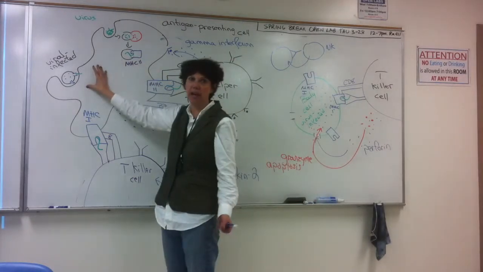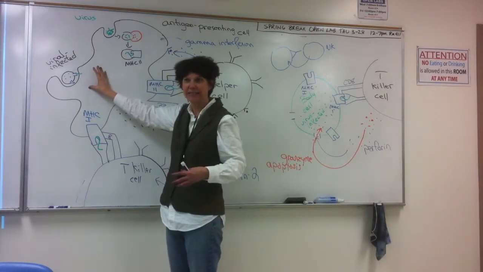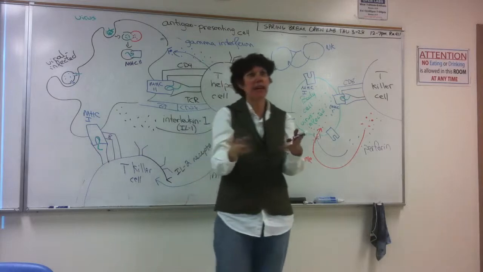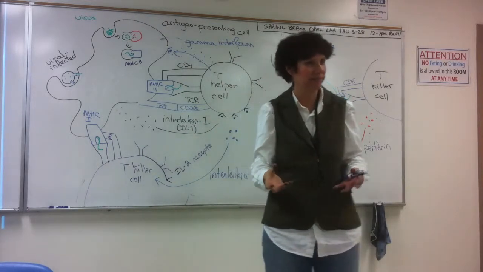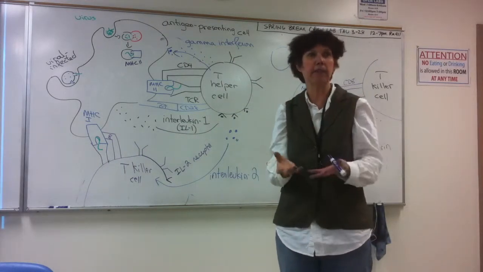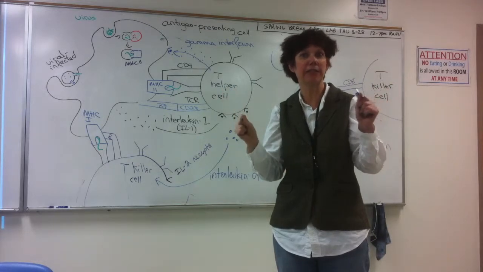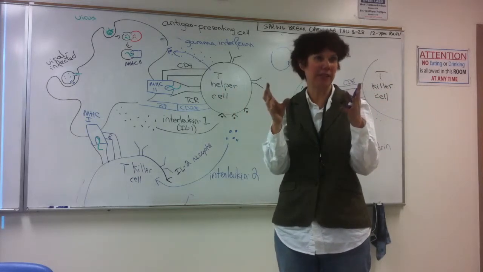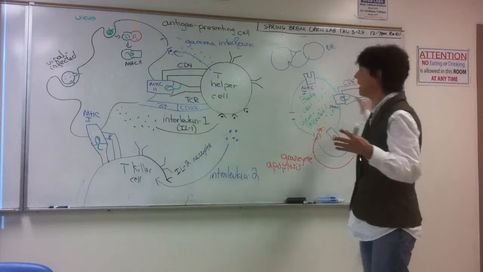Now, I used a virus-infected cell as an example, but it could be a tumor cell, a cancer cell that the macrophage ingests. And because it's a cancer cell, its genes have mutated, and it's going to be presenting, quote-unquote, non-self antigens on its surface. And so the same thing can happen.